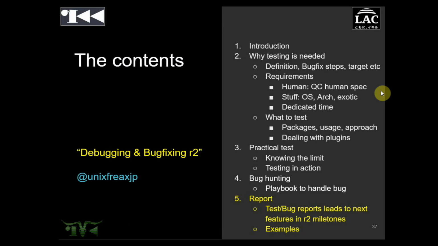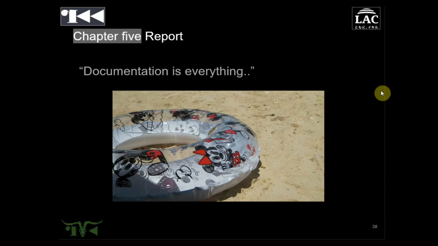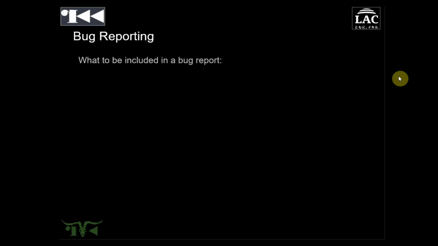After you do the bug hunting, you will need to know what kind of bug actually exists and how to handle it. Along with that, reporting is also a must. So documentation is everything. We are engineers, so we have to keep everything recorded for the sake of improvement. So bug reporting also has to be done in the same way.